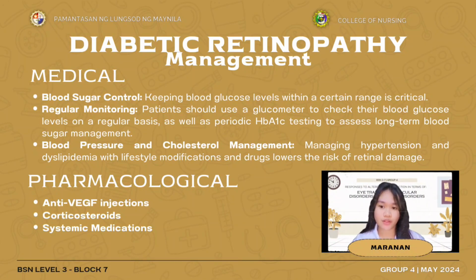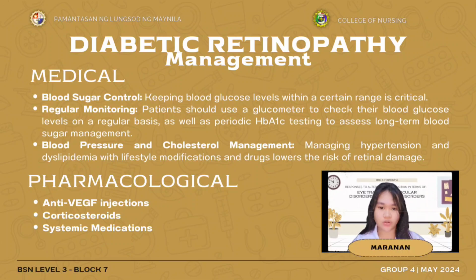Now, the management of diabetic retinopathy requires a comprehensive approach. So first, let's talk about medical management. Under it, we have blood sugar control. Maintaining blood glucose levels within a target range is crucial. This can be achieved through a combination of dietary changes, regular physical activity, and adherence to the prescribed diabetes medication or insulin therapy.